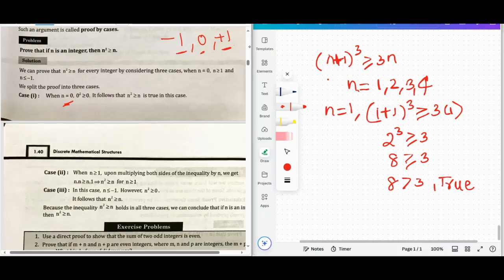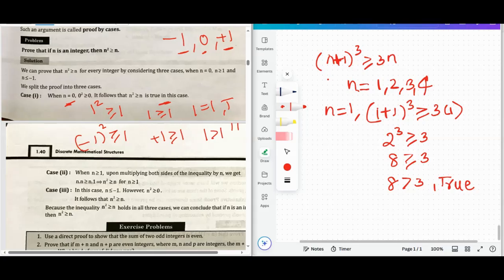If n is 0, 0 is greater than or equal to 0, which is true. Then if n is greater than or equal to 1, if you take n as 1, 1 square will be greater than or equal to 1. That will be 1 is greater than or equal to 1, 1 is equal to 1. It is true. Then you take negative 1, negative 1 square is greater than or equal to negative 1. That will be 1 is greater than or equal to negative 1. Again, it is also true. So all the given cases are true. Therefore, the given argument is also true.